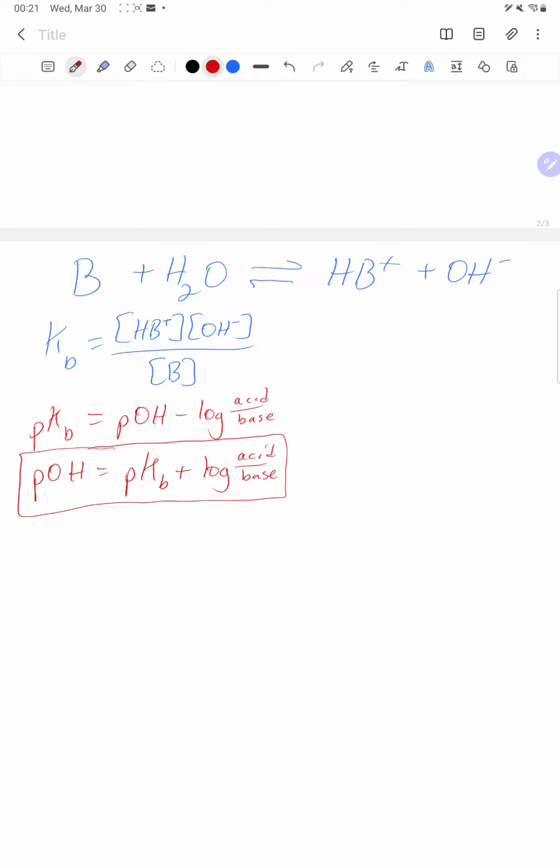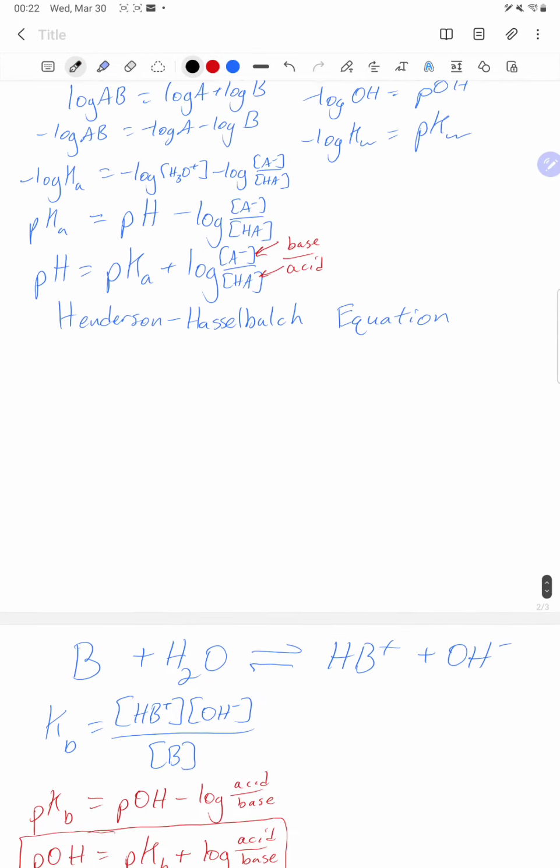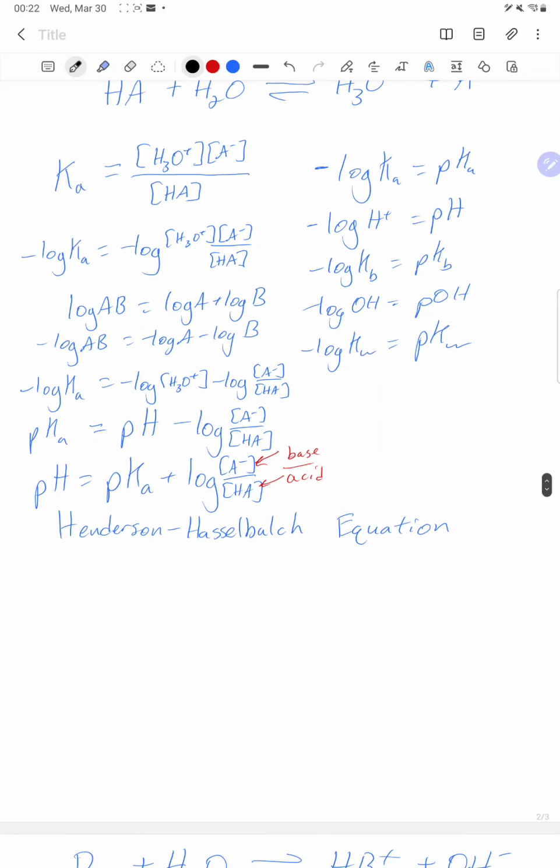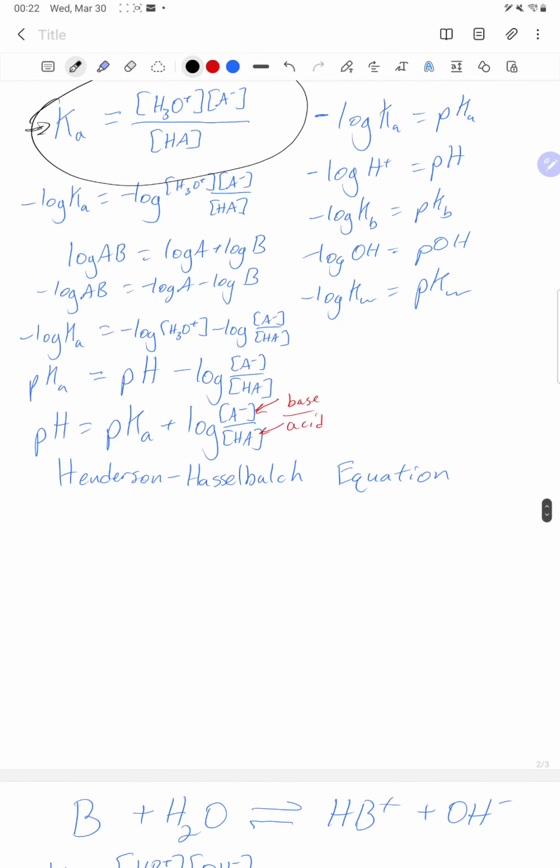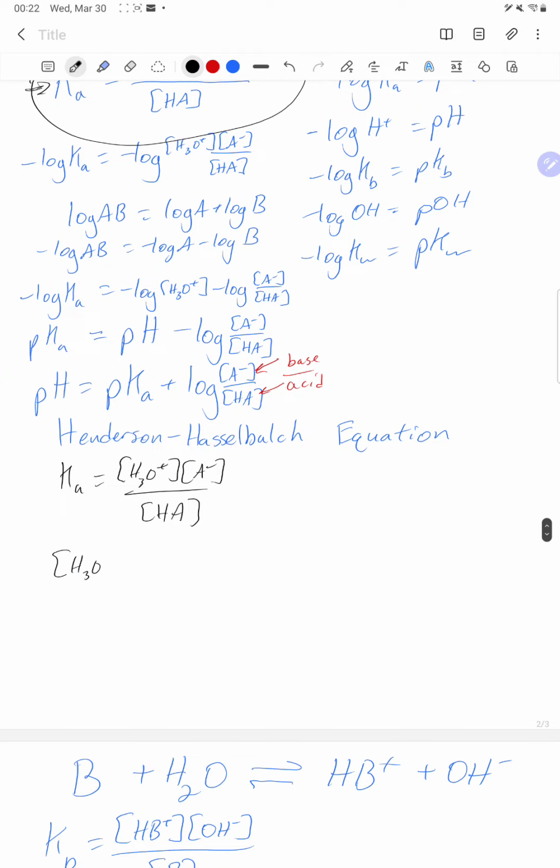We almost never see this in a class, but it can be very useful. You can also manipulate these other expressions that we have up above. I'm going to do it starting here. We can take this equation, and let me just rewrite it here at the bottom. Ka equals H3O plus times A minus over HA. And let's say we wanted to solve for H3O plus. So H3O plus equals Ka times HA over A minus.